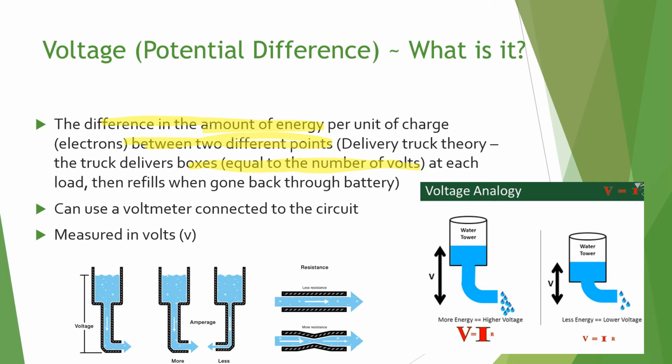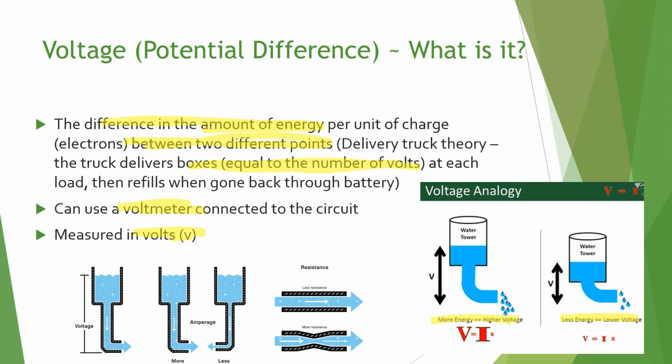In order to measure voltage, we use a device called a voltmeter connected to a circuit, and voltage is measured in volts. That's the unit of measurement for voltage. Again, we're going to use this water analogy. It says over here, more energy equals higher voltage, less energy equals lower voltage.